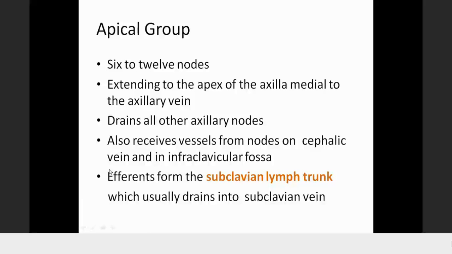Have you heard about cephalic vein? So cephalic vein is a, who will tell?